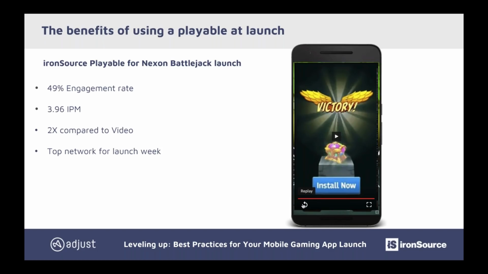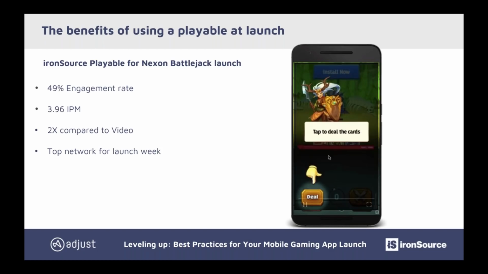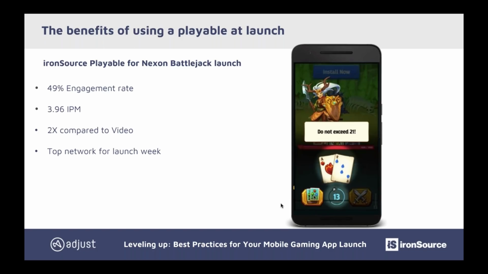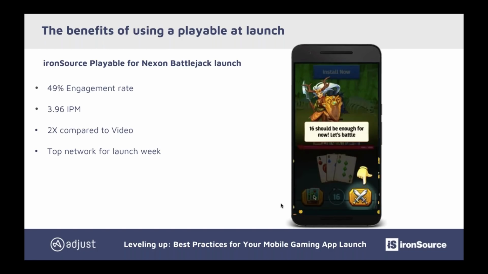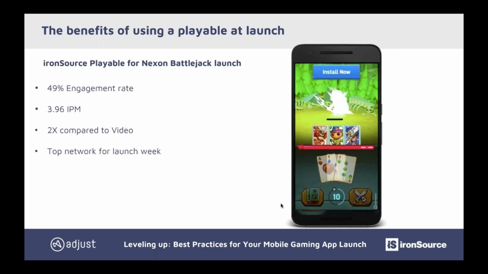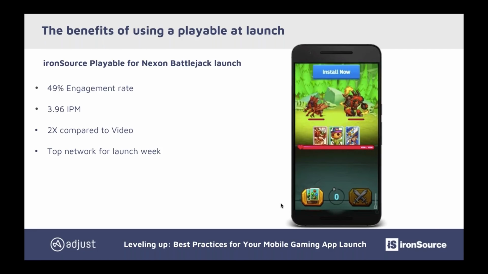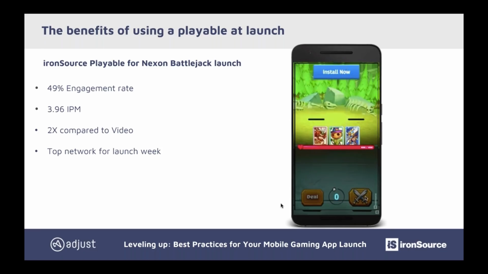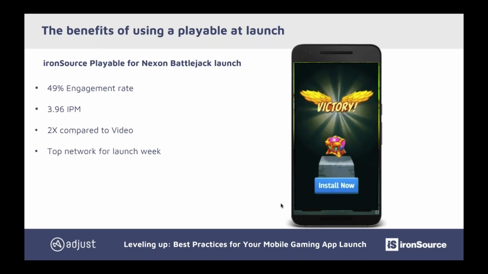And this really allows the campaign to scale faster when you're testing several creatives. And when you have the winning one, you're really able to scale faster. And Warren, if you want to chime in here, but basically it really allowed Nexon in this case to scale up faster in the first week. Yeah, absolutely. I wouldn't be talking about this if it wasn't a success for us. But the Battlejack Playable was a huge breakout for launch week for us.